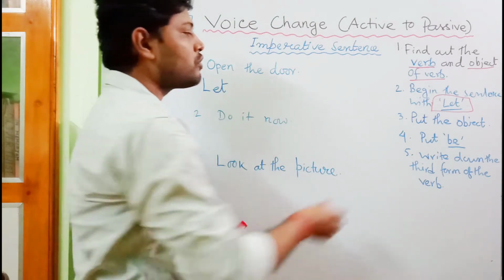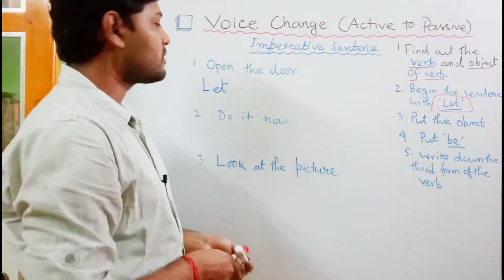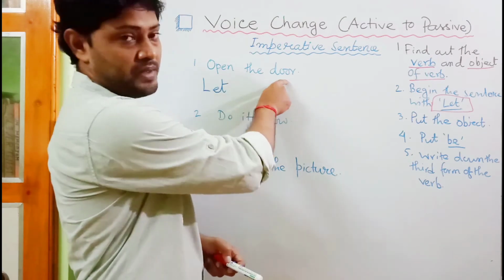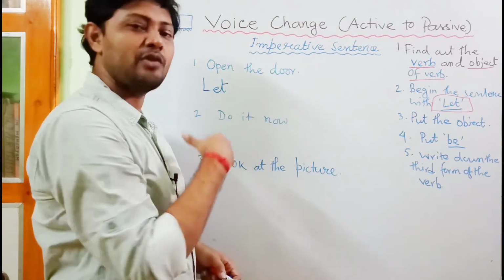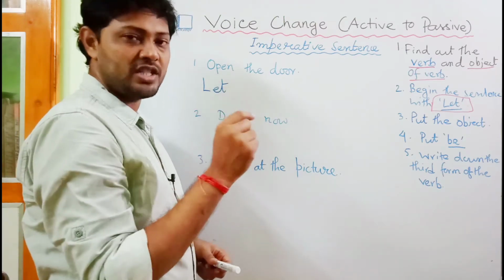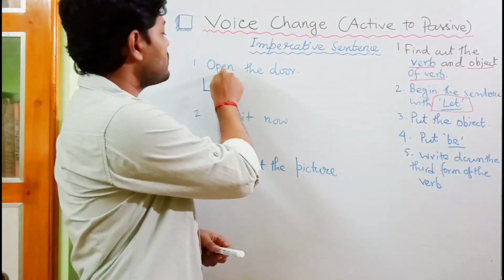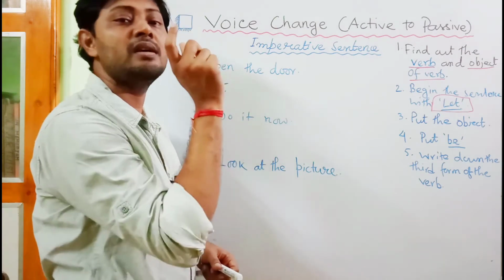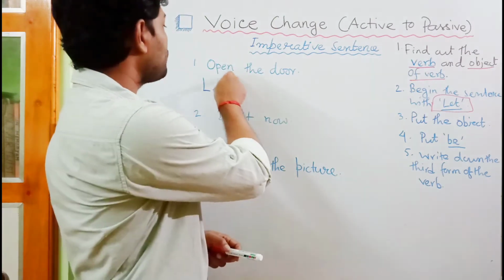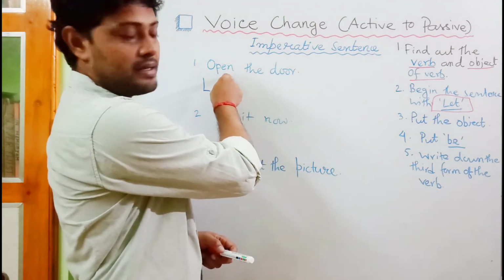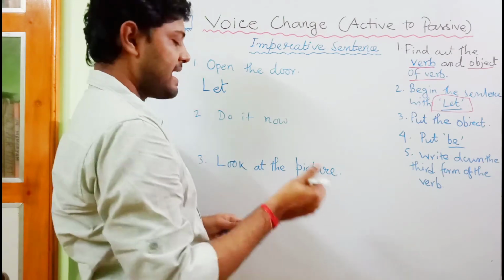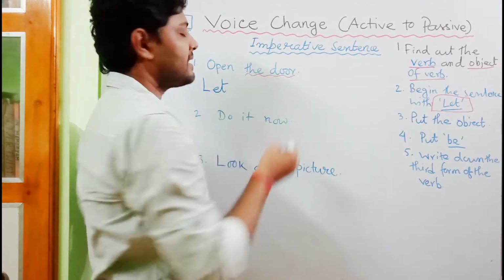Then we have to put the object. So now try to find out who is the object. In open the door, clearly open is the verb and we have already learned how to find out the object. We have to ask a question to the verb, with what and whom. So if you ask the question what, open what? Open the door. The door is the answer. So here the object is the door.